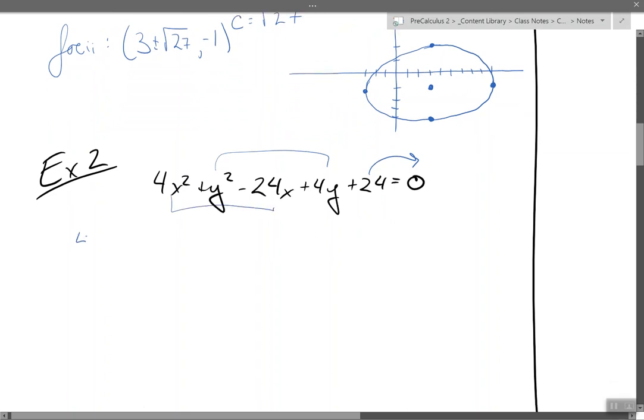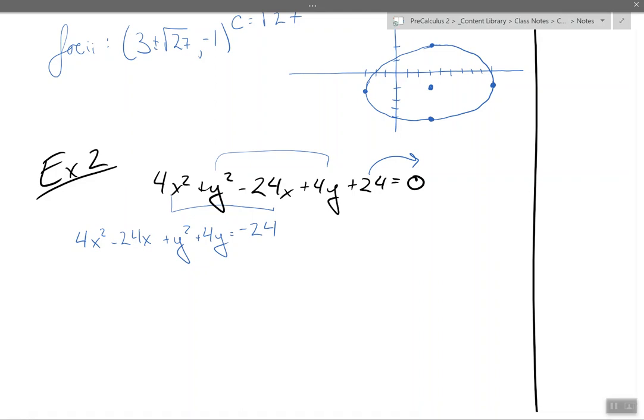So we'll have 4x squared. The negative stays with the 24x, plus y squared, plus 4y, equals -24, because we're going to subtract that to the other side, so -24. Don't freak out that it's negative. It'll work out. We'll be okay. All right, so we have this now set up in a way that we can do the completing the square.